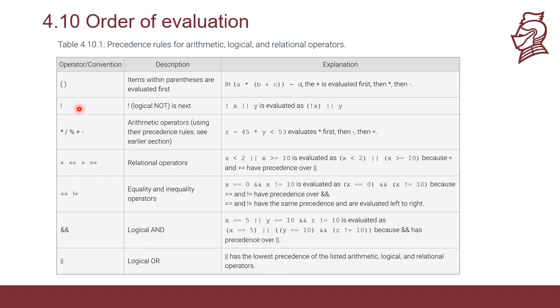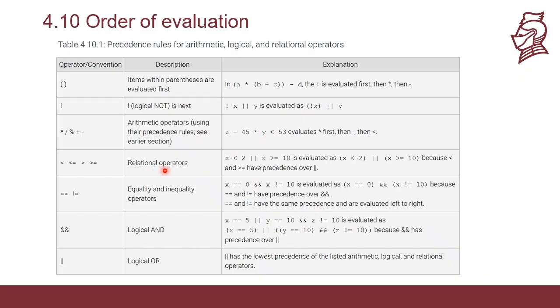Okay, the next thing that happens is the unary operator not. So if we have like not x, that's going to be evaluated first, no matter where it is in the expression. Okay, and then the others. The arithmetic operator precedence, we already kind of talked about it, but it's multiplication and division from left to right, modulo, and then addition and subtraction left to right. So if you look at this, the first thing that happens is 45 is multiplied by y, okay? Then the subtraction followed by the relational operator less than.